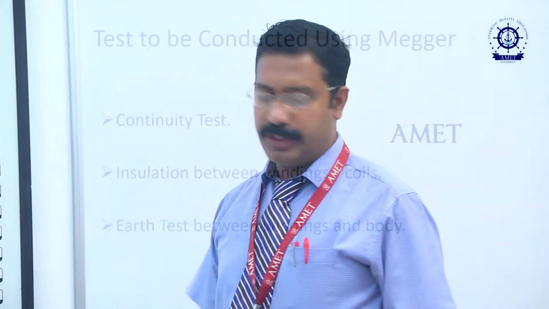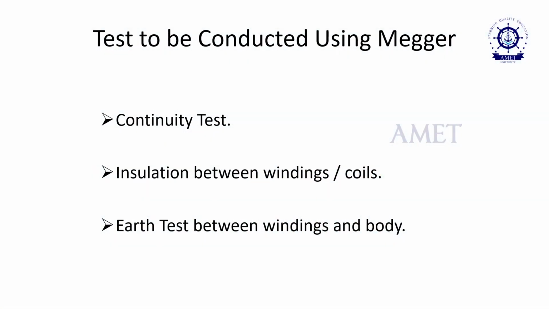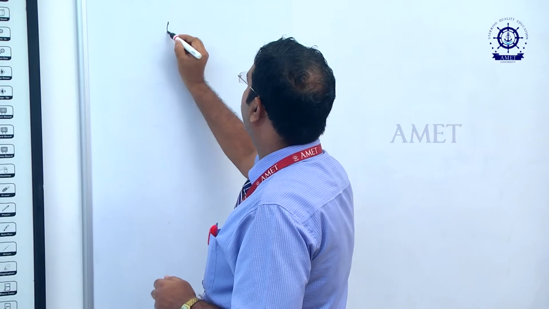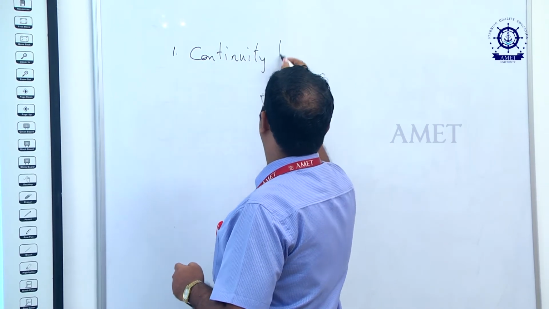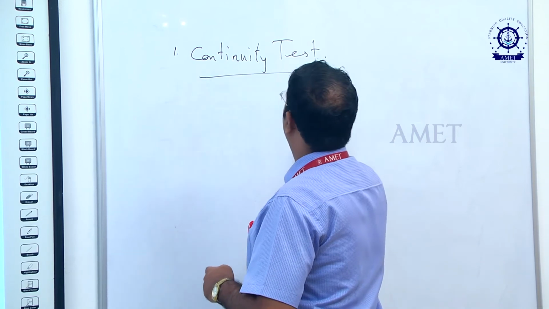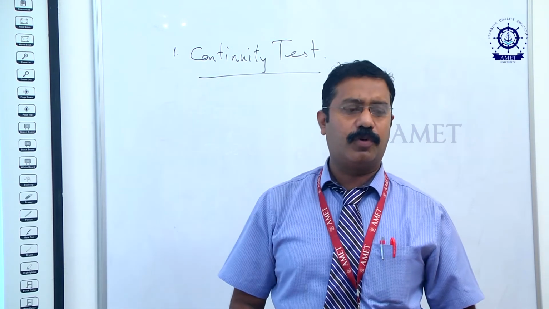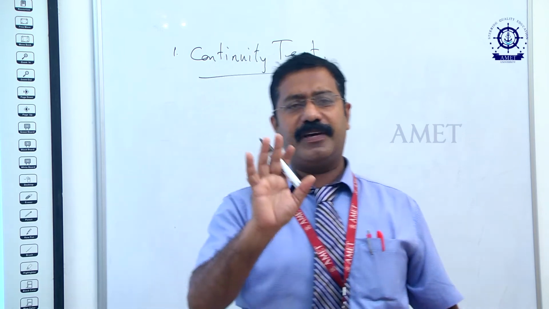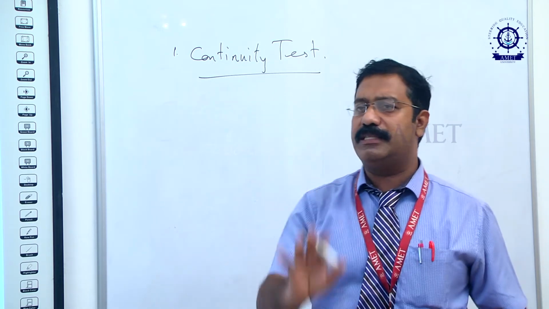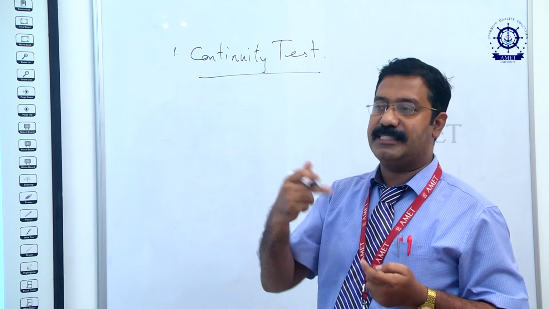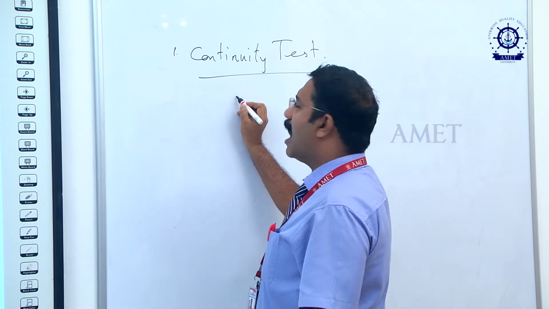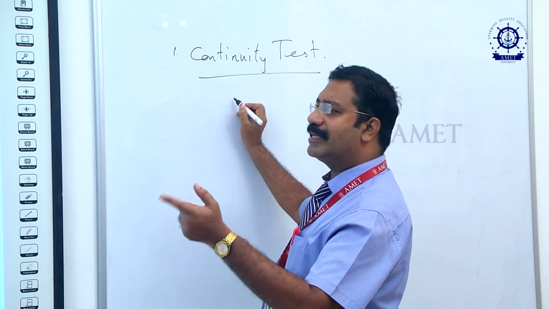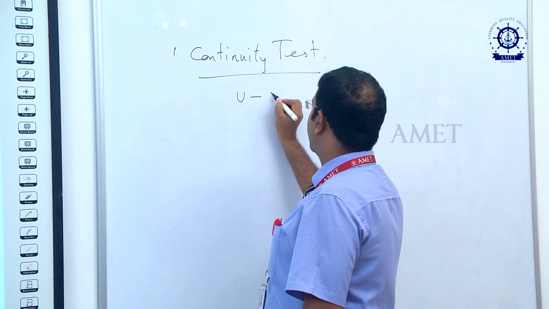To check the machine, what tests should be done? First I have to do the continuity test. Continuity test means across which terminals do I have to do it. As I told you earlier, a 3-phase motor means 3 windings will be there: R phase, Y phase and B phase. Continuity test means there should be continuity in the R phase. R phase means 2 terminals, the U terminal and X terminal.